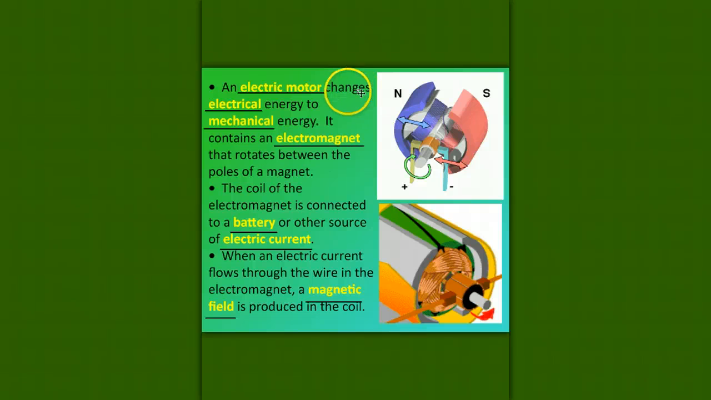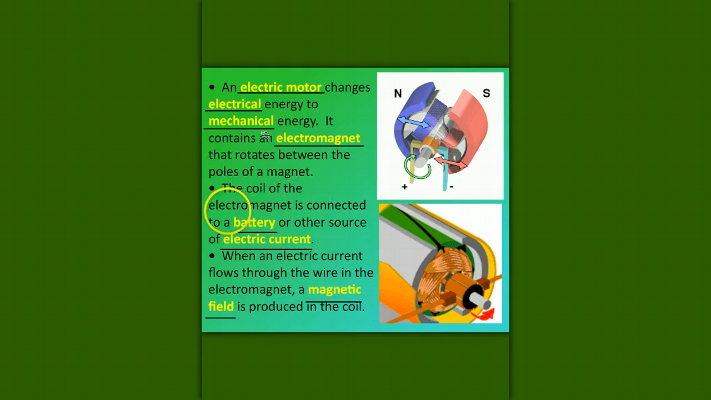So, an electric motor changes electrical energy to mechanical energy. It contains an electromagnet that rotates between the poles of a magnet. The coil of the electromagnet is connected to a battery or to another source of electric current. When an electric current flows through the wire in the electromagnet, a magnetic field is produced in the coil.